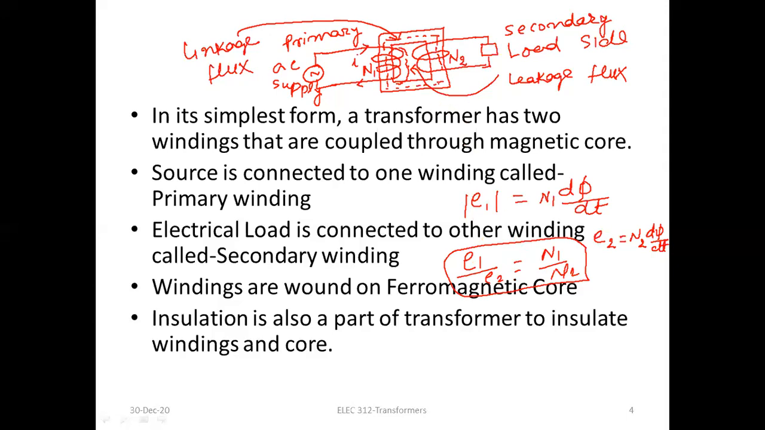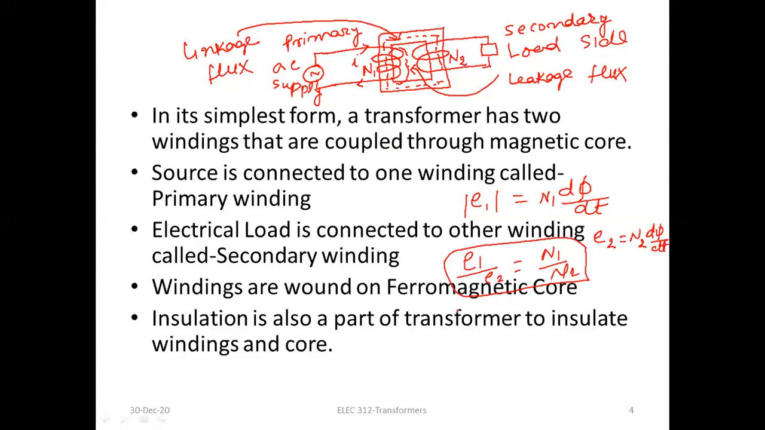But this is a very simple circuit, and this is the core, which is magnetic material. This flux creates a magnetic field, and due to this magnetic field only, the energy is transferred from the primary side to the secondary side. Later we will see more detail. Windings are wound on ferromagnetic material. This material is actually the material on which windings are placed.